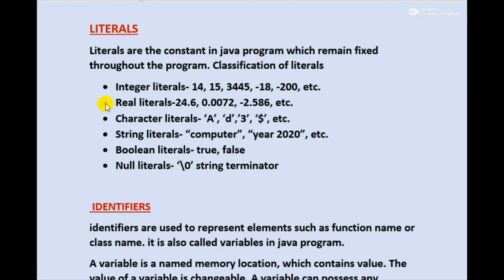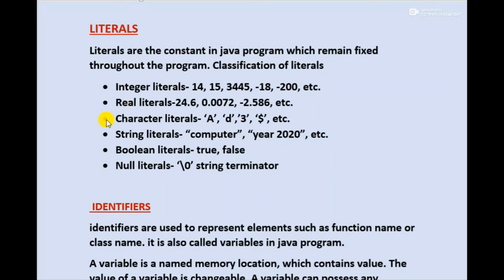The second category of literals is real literals. Real literals are also called floating point constants, and they represent numbers with decimal point. So here we can see 24, then decimal point we are using in this number, and then 6. Again we can see 0.0072. And one more thing, these real literals can be positive or negative.